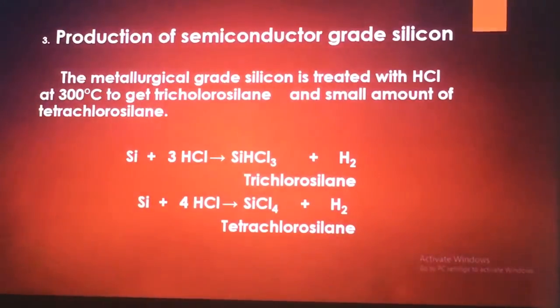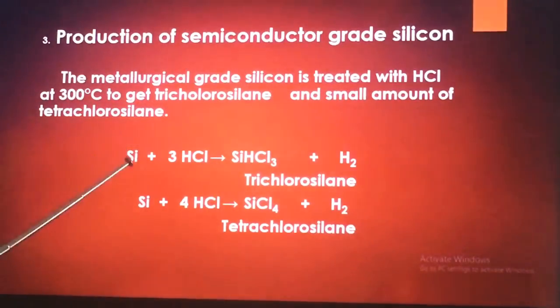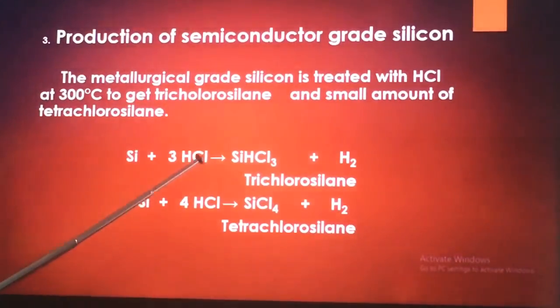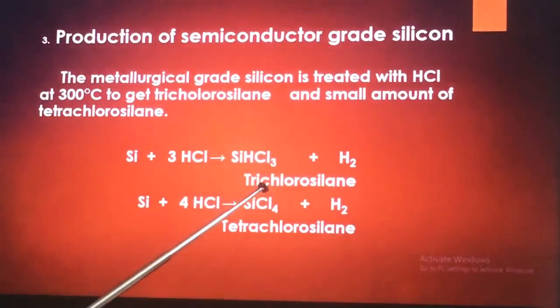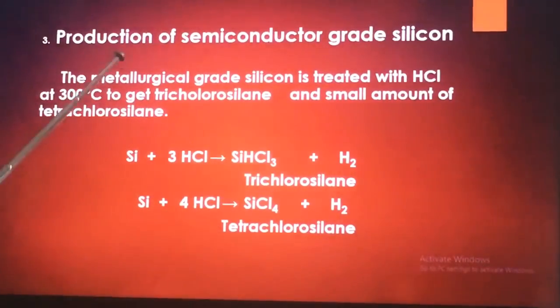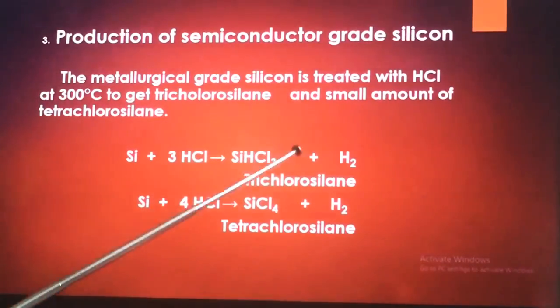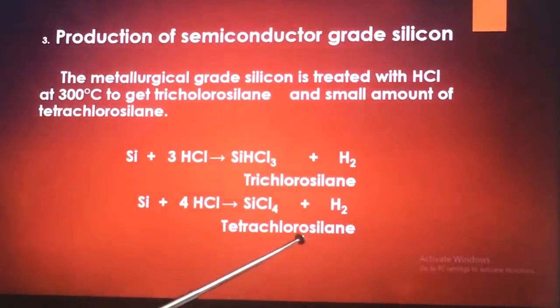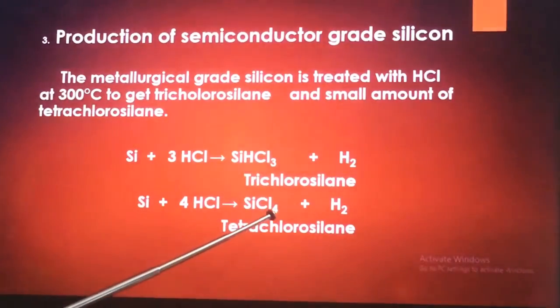Now the next step is production of semiconductor grade silicon. The metallurgical grade silicon is treated with HCl gas at 300 degrees Celsius to get trichlorosilane and a small amount of tetrachlorosilane. So the metallurgical grade silicon is treated with HCl gas at 300 degrees Celsius, whereby it gets converted to trichlorosilane, that is SiHCl3, and hydrogen. Along with this trichlorosilane, a small amount of tetrachlorosilane is also formed, that is SiCl4.